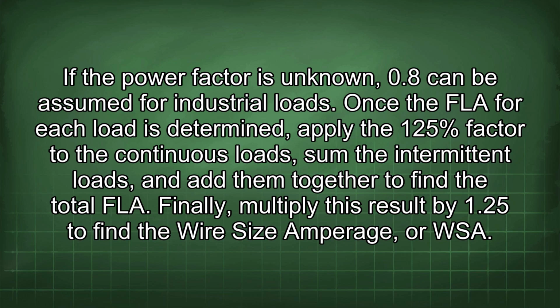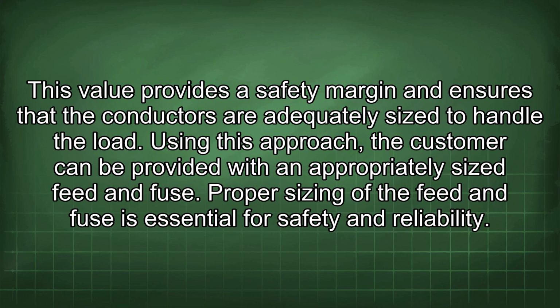Once the FLA for each load is determined, apply the 125% factor to the continuous loads, sum the intermittent loads, and add them together to find the total FLA. Finally, multiply this result by 1.25 to find the wire size amperage, or WSA. This value provides a safety margin and ensures that the conductors are adequately sized to handle the load.